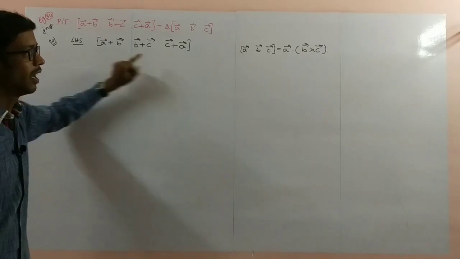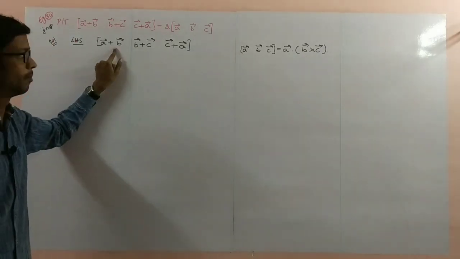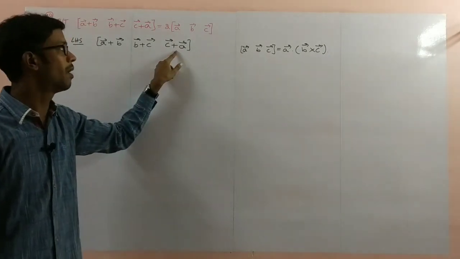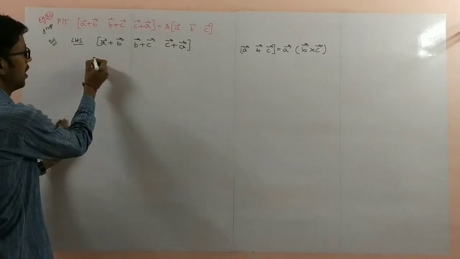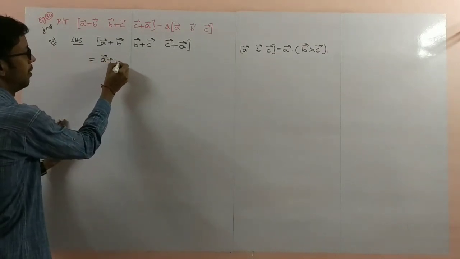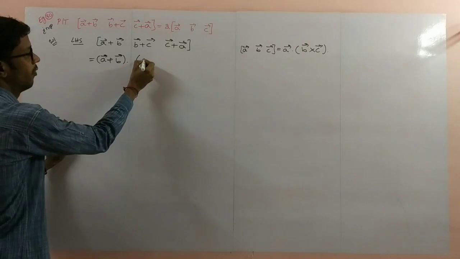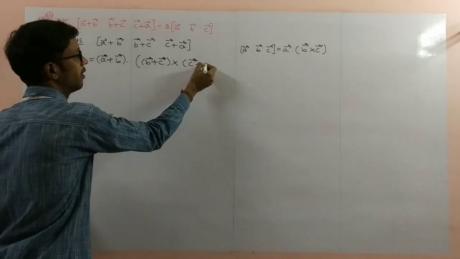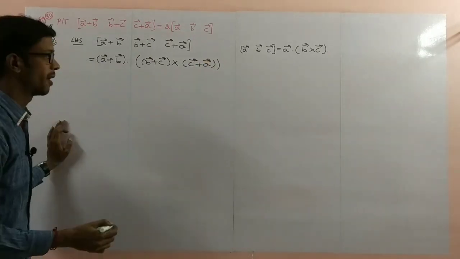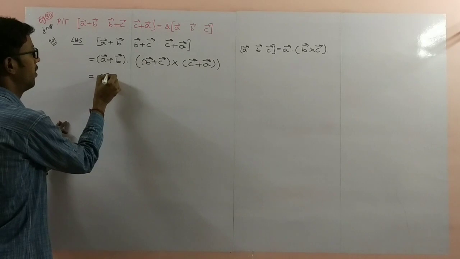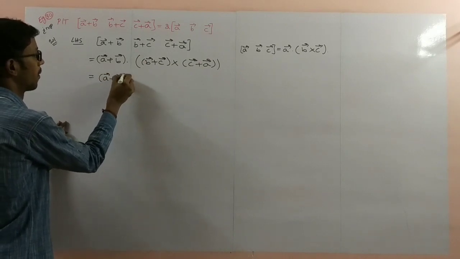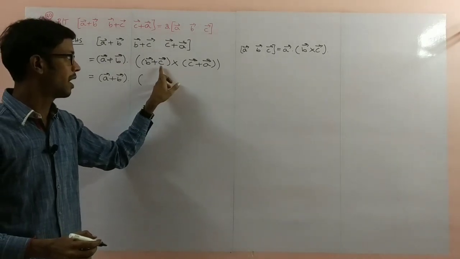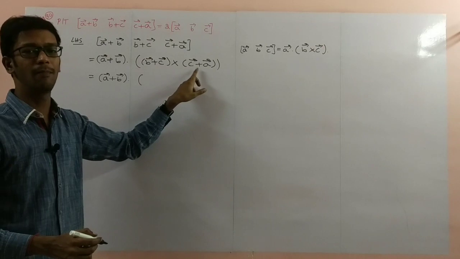What is there? A bar plus B bar, B bar plus C bar, and C bar plus A bar. Just substitution: equal to (A bar plus B bar) dot of (B bar plus C bar) cross of (C bar plus A bar). Now simplify. Dot of, inside the bracket, what is there? B bar plus C bar cross of C bar plus A bar.